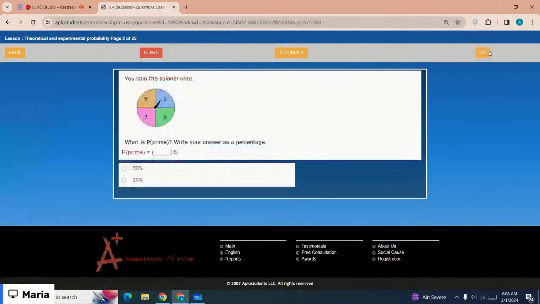Okay, the next one is you spin the spinner once. What is the probability of prime, right? You have 4 portions of the spinner. 2 of them are prime. 5 and 7 are the prime numbers, right? So that means the probability of prime is 2 divided by 4. And when you multiply it by 100, because you need to write the answer in percentage, that would be 50%. Got it? So the correct option is 50%.